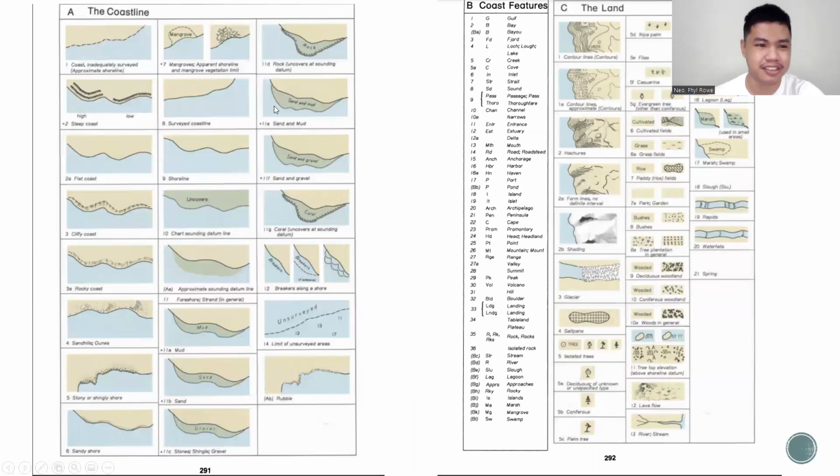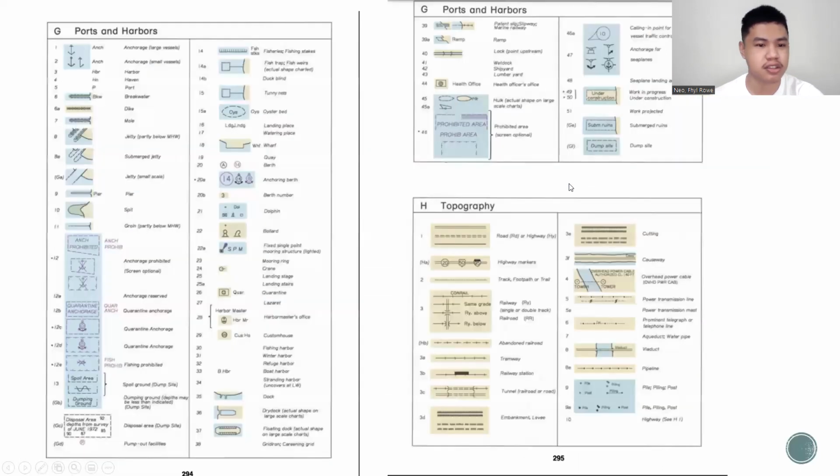So now we're going to go to the general others. This can take too long. So the coastline. This is the picture of the coastline, indicatively inadequately surveyed. Now let's go to the land. So farmlands, no different interval. Next, ports and harbors. We're not going to talk about all of them because it's too long and can take some time. So let's just talk about some.